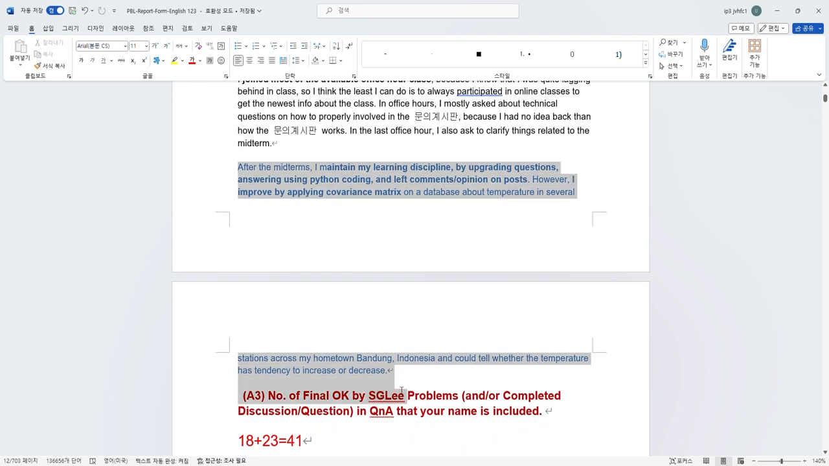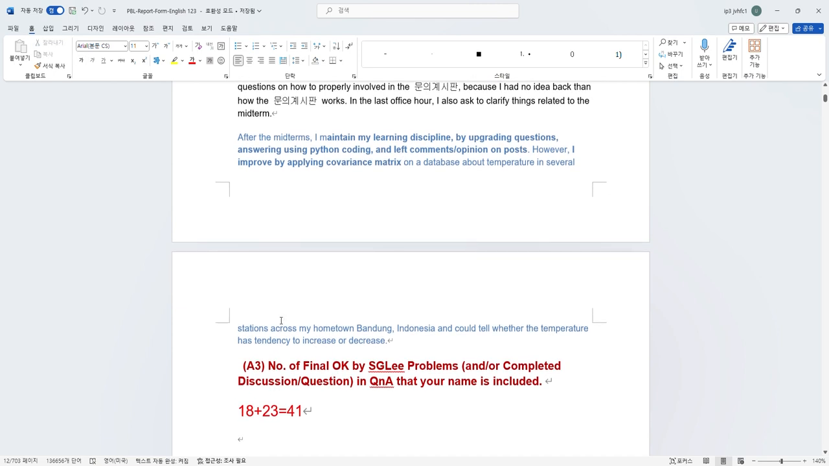This is the new one I wrote. After midterm, I still maintain my learning discipline by upgrading questions, answering using Python code, and leaving comments or opinions on posts. However, I improved by applying covariance matrix on a database about temperature in several stations across my hometown, Bandung, Indonesia, and could tell whether the temperature has a tendency to increase or decrease.